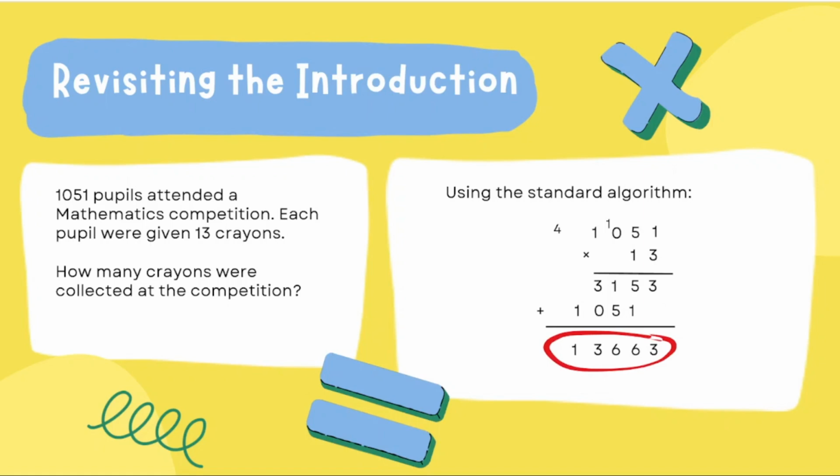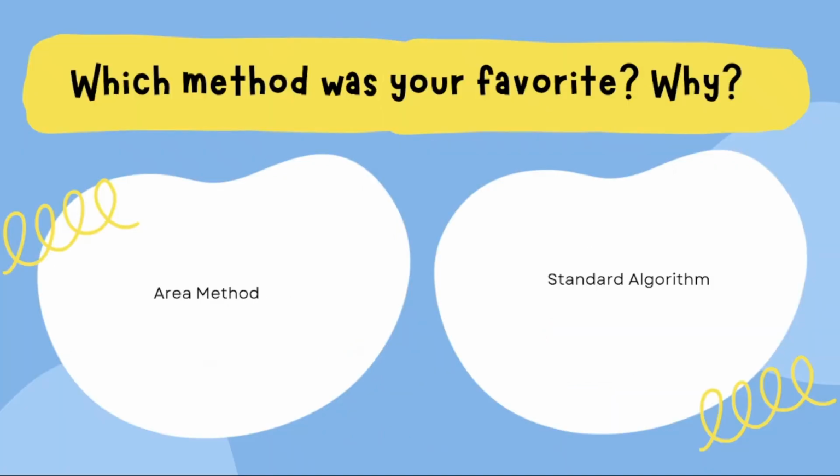Now you might have a preferred method of doing this. Out of the two methods, which method was your favorite and why? If it's the area method, why? And if it's the standard algorithm method, why? So put that down in the comment section and let me see your thoughts. And if you have any question, you can put it in the comment section.